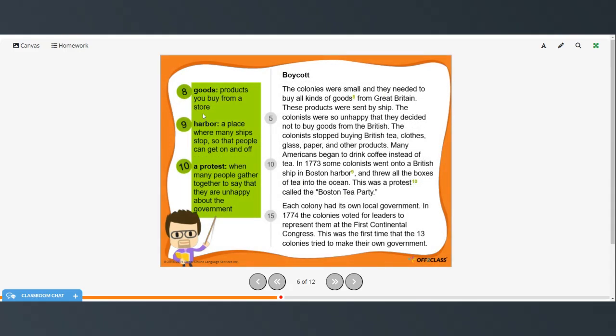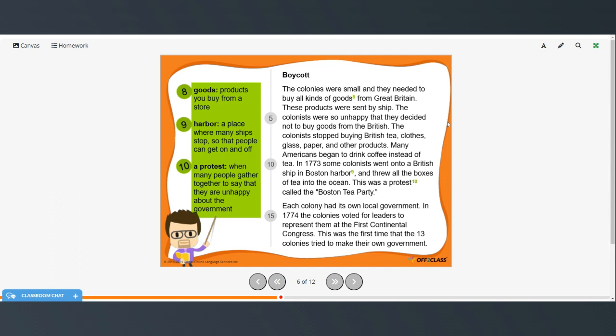Goods are products you buy from a store. Harbor is a place where many ships stop so that people can get on and off. And a protest is when many people gather together to say that they are unhappy about the government. Boycott. The colonies were small, and they needed to buy all kinds of goods from Great Britain. These products were sent by ship.